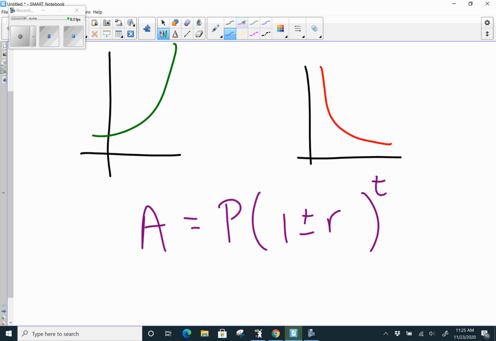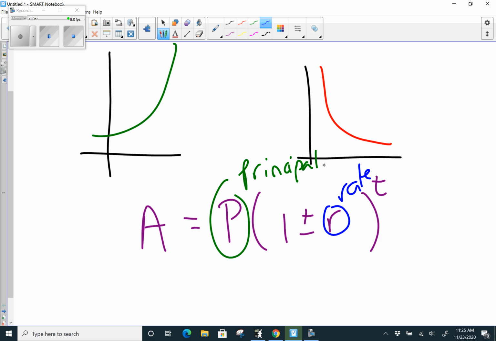P stands for principal. Principal is how much money you started with. It's always 1 plus or minus. R stands for the rate, and T stands for the time, whether it's time in years, months, days, whatever it is.